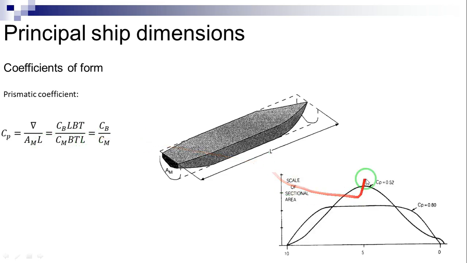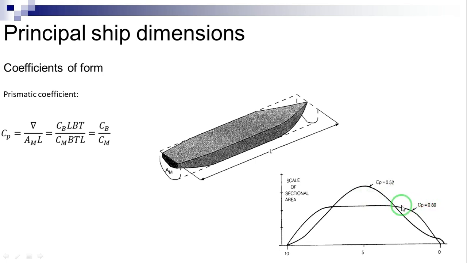This figure shows a distribution of sectional area for two prismatic coefficients. The difference between the two curves stems from the fact that the ship with smaller Cp will have the larger Am. The vessel with a low value of Cp or Cb is said to have a fine hull form, while one with a high value of Cp has a full hull form.